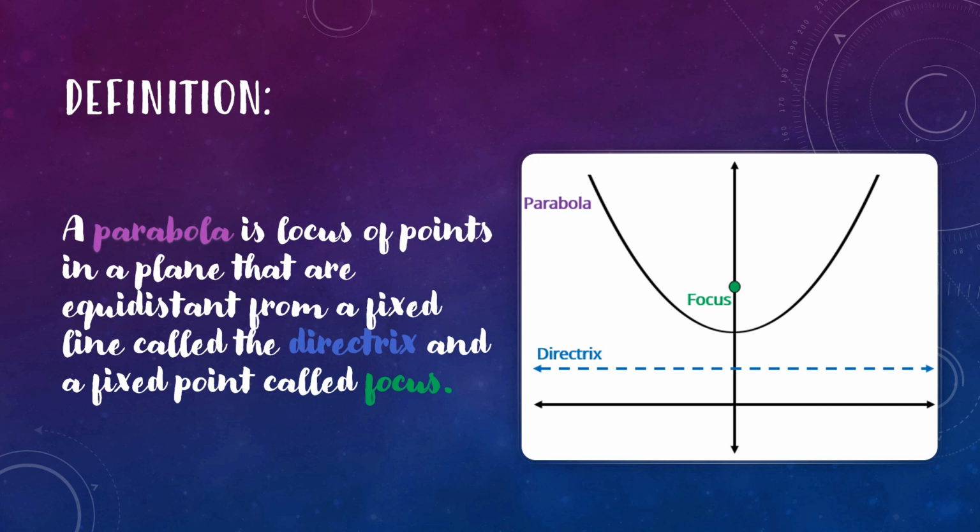Now, it is said in the definition that a parabola is a locus of points. Again, locus is a set of points. Okay, set of points in a plane that are equidistant. So meaning, ang kanang points nga nag-form sa atoang parabola, kanang curve nato nga parabola, tanang points dira equidistant sila from the focus and the directrix.